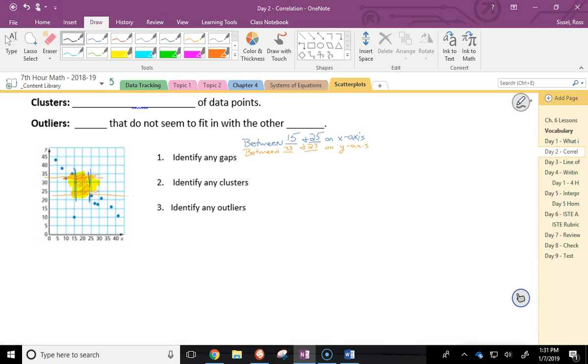I'm going to draw another thing that will erase all this so it's not a big mess. It followed our trend of our dots. It went right through our box. That's how we know we identified our gap correctly. Okay? Let's go to clusters.